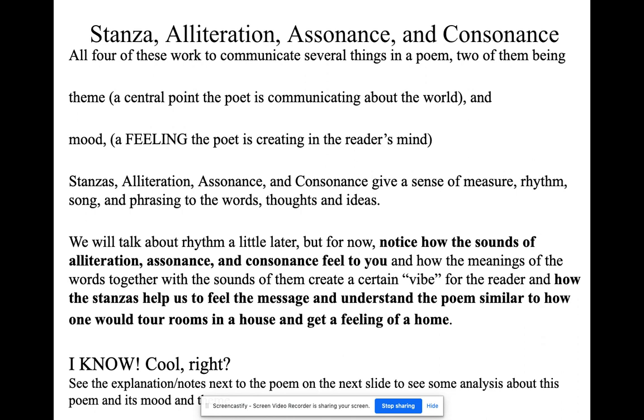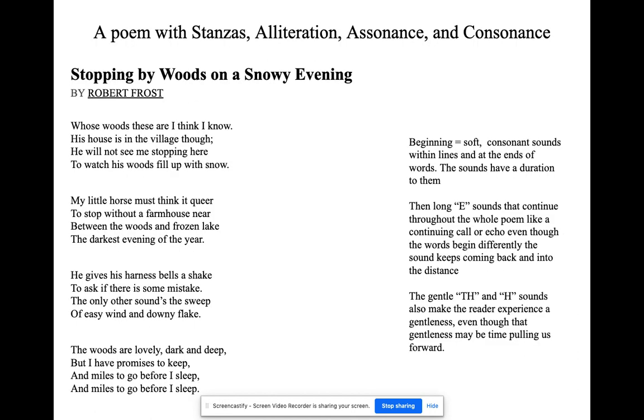We'll talk about rhythm later, but for now, notice how the sounds of alliteration, assonance, and consonance feel to you, and how the meanings of the words together with the sounds of them create a certain vibe for the reader, and how the stanzas help us to feel the message and understand the poem, similar to how one would tour rooms in a house and get a feeling of a home. I know, cool, right? So check out the explanation on the next slide to see some preliminary analysis about the poem's mood and theme.